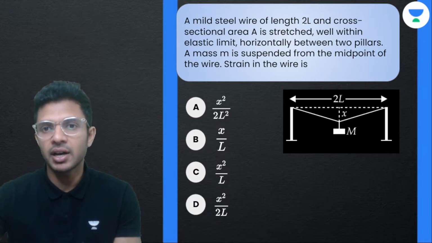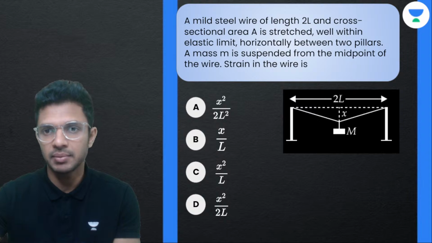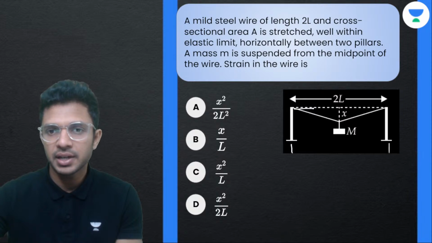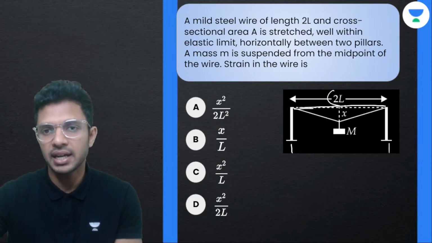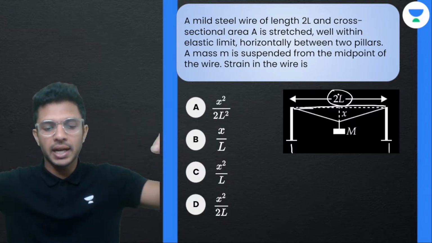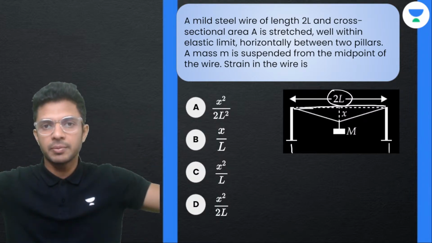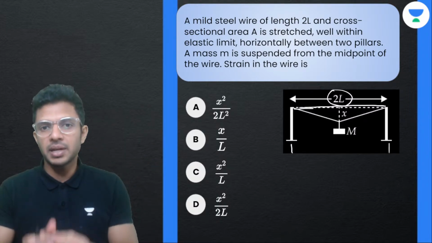You can see that initially, a mild steel wire of length 2L and cross-sectional area is stretched well within the elastic limit horizontally between two pillars. Can you see these two pillars? ये pillar और ये pillar, इसका बीच पे, right? Initially, this wire was tied like this, a straight line wire, and so the initial length of the wire was 2L. Can you see that? Fine. Now a mass M is being suspended at the midpoint.